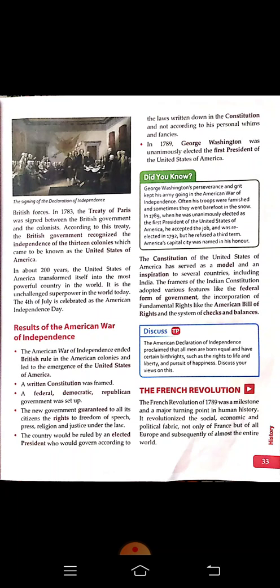Next comes the French Revolution. The French Revolution in 1789 was a milestone and a major turning point of human history. It brought a revolution in the social, economic, and political fabric, not only in France, but to all of Europe and subsequently to almost the entire world.